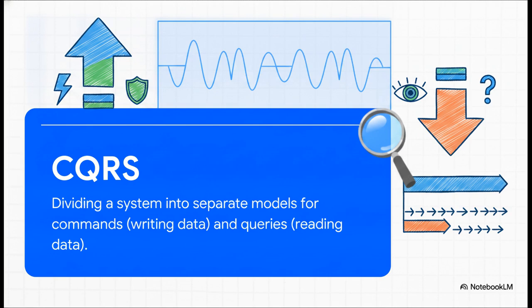By splitting these up, you proactively prevent performance bottlenecks. If your app is getting absolutely hammered with read traffic but only sees occasional writes, CQRS lets your read and write workloads scale and evolve completely independently. It's a huge game changer.